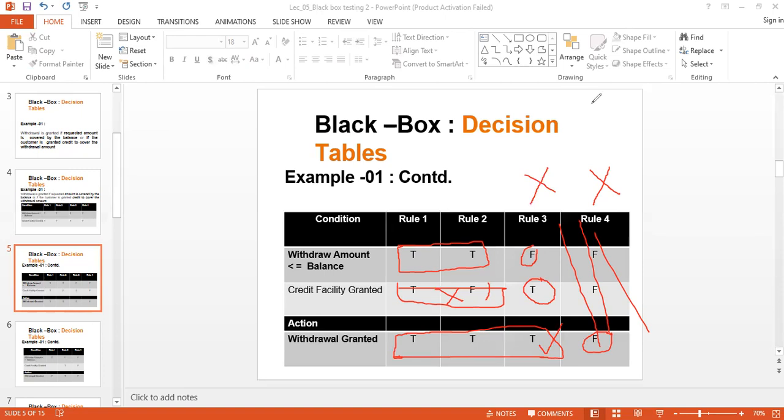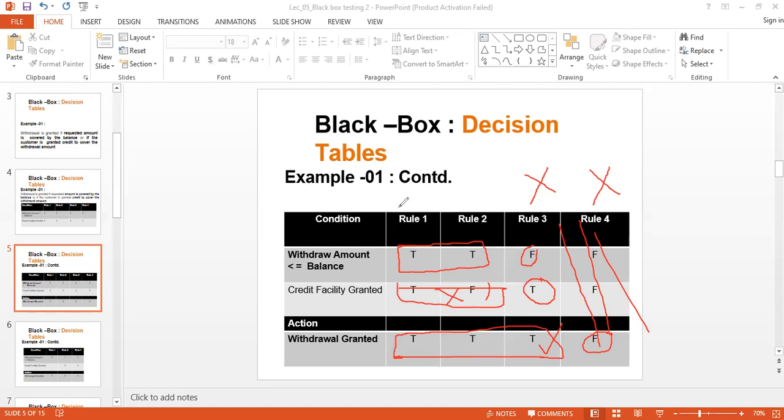Even though the action is given as true, according to the business logic in the rule's conditions, this is a specific case, an important case. So we are not going to touch rule number 3 either.